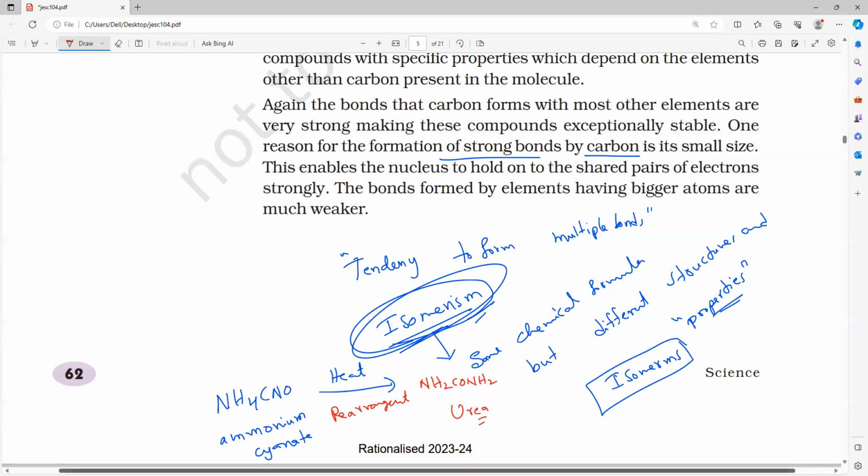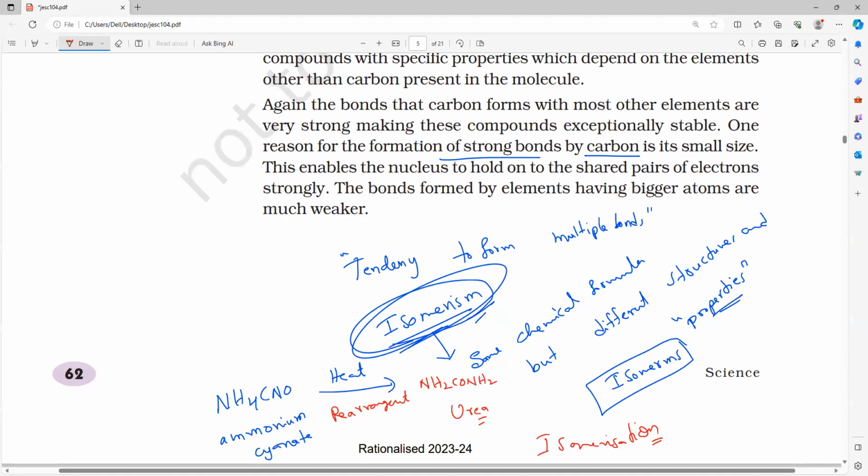If you check, the chemical formula and number of atoms are the same. But you notice it is an entirely different compound, with a different structure and different properties. Ammonium cyanate has different properties, and urea has different properties. This is what we call isomerization. Are you clear, everyone? Please respond, all of you.